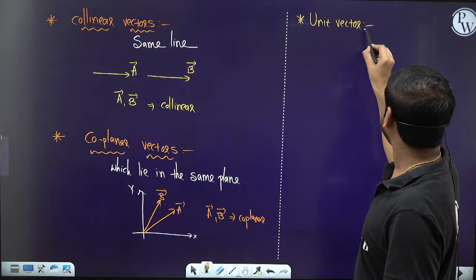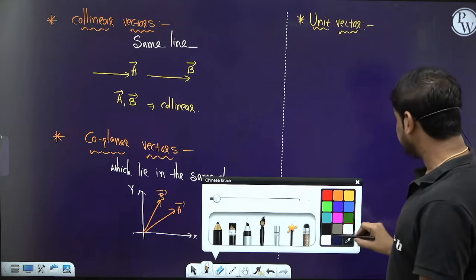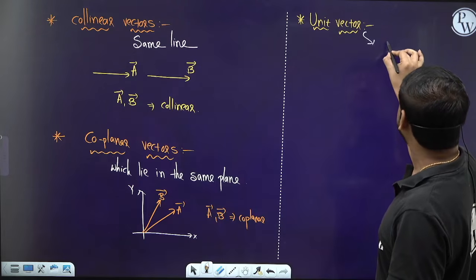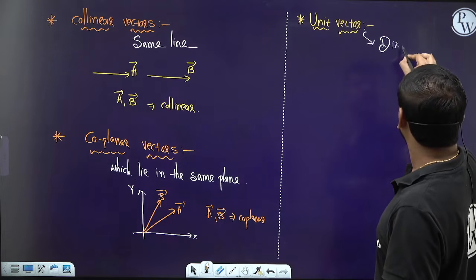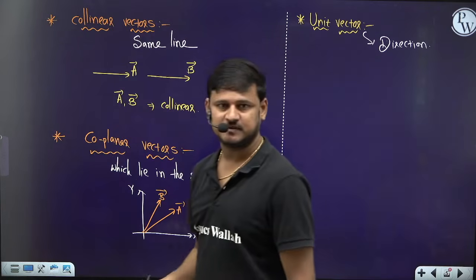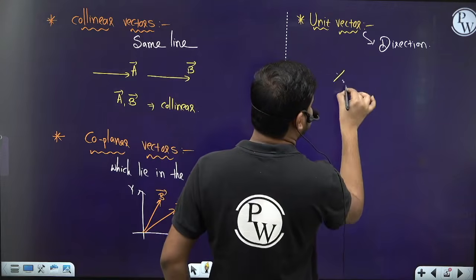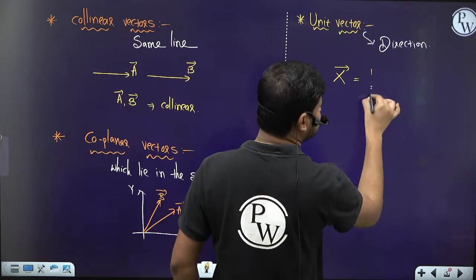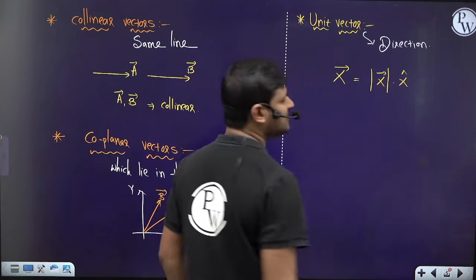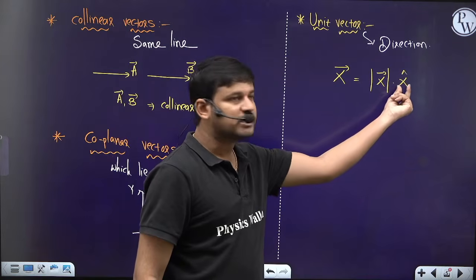So the only purpose of a unit vector is to give the direction. The purpose of a unit vector is that it gives a direction. That's it. So what is a unit vector? As I told you earlier, for example, there is a vector x. This vector x will have the magnitude as well as the direction. This direction is nothing but the unit vector of x.